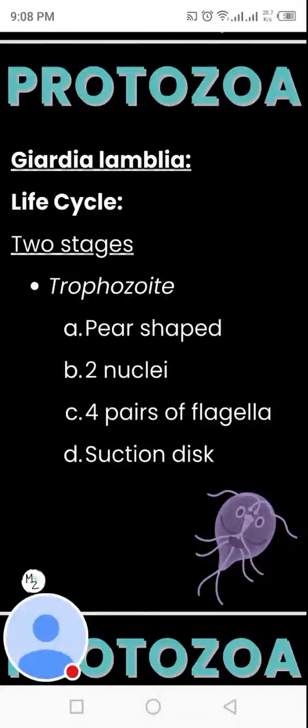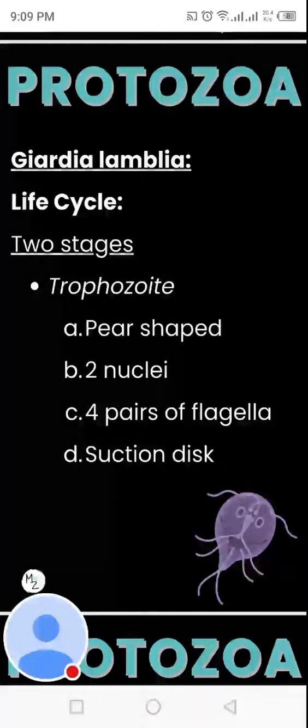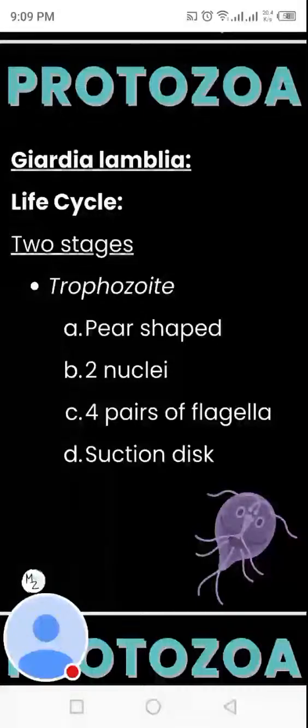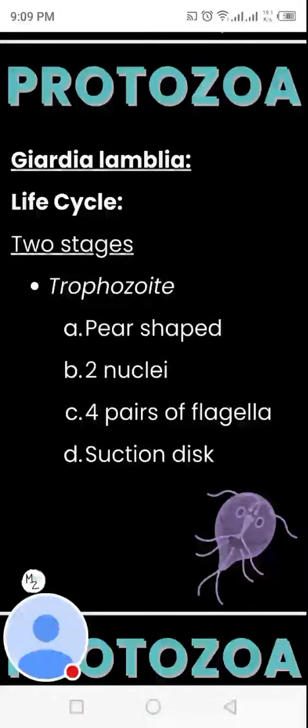Okay, we are moving towards the next slide. If you have any questions about the previous slides, you can ask me. Let's talk about the stages of Giardia lamblia. Every parasite has 2 stages in its life cycle. The first one is the trophozoite, that is pear-shaped and motile. It has 2 nuclei in it and 4 flagella, these hair-like structures, and it has a suction disc.